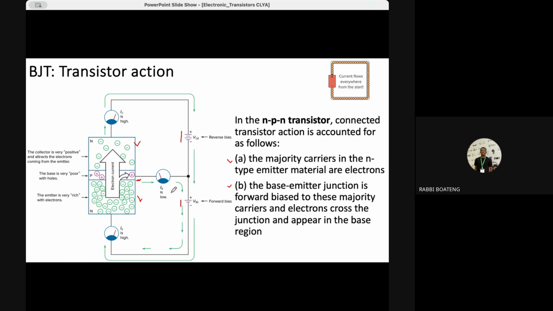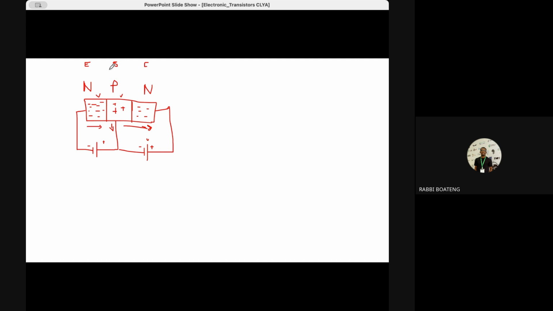Okay, I think we are complicating these things. What we are talking about here is electrons that we have a lot of in there. Ideally, as I explained earlier, we expect this one to be a forward bias. We expect this one to be a reverse bias.